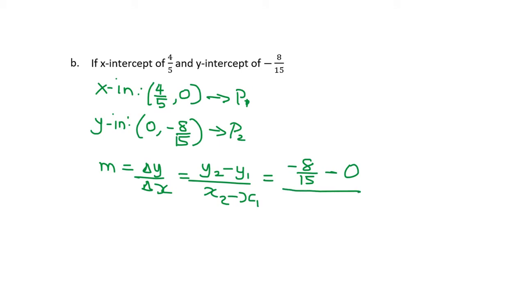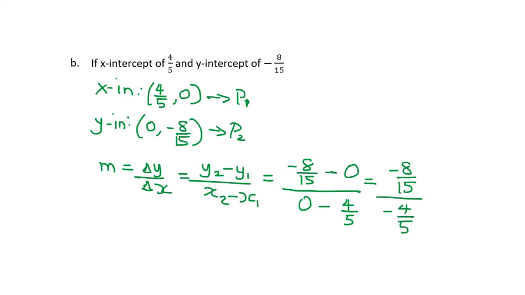It means that y2 will be negative 8 over 15 minus y1, which in this case is 0, and over the other side we have our x2 equal to 0, and our x1 will be equal to positive 4 over 5. And take note that we're subtracting our x1 from x2.